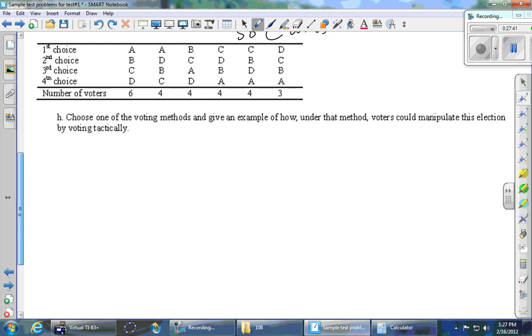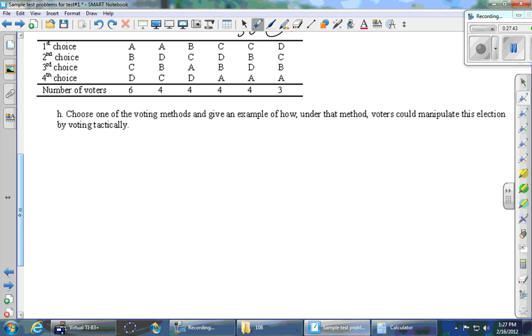Okay, and then finally here, H says choose one of the voting methods and give an example of how, under that method, voters could manipulate this election by voting tactically. So there are lots of possible answers here, but I want to be clear, I'm looking for something very specific. I don't want general stuff. I want you to pick a particular voting method, and I want you to pick a particular column or columns in this preference schedule and tell me how those people could change their vote to get a more desirable outcome.